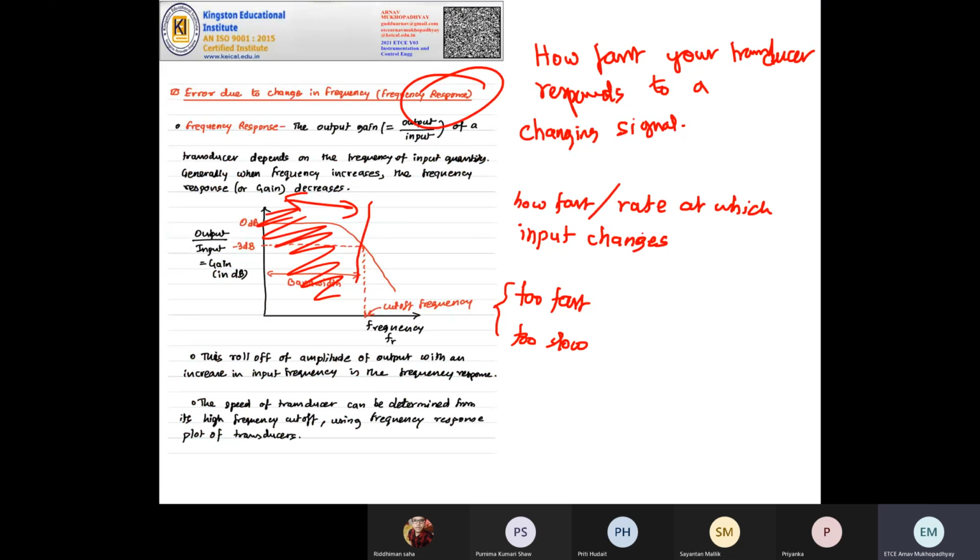Okay, another term for rate of change is frequency. So frequency is a determining factor. It determines if your transducer will respond or not. If you change your input too fast, if it is at this range, like this frequency value, your transducer will not respond. But if your input is changing at an adequate rate, such as the frequency lies within this value, your transducer will respond properly.